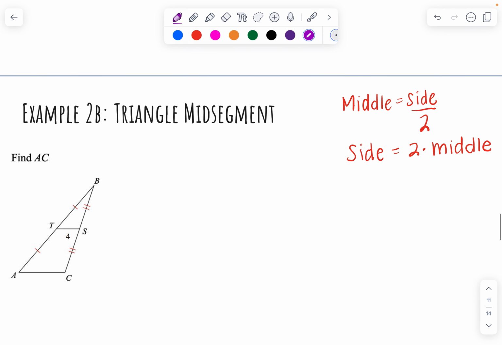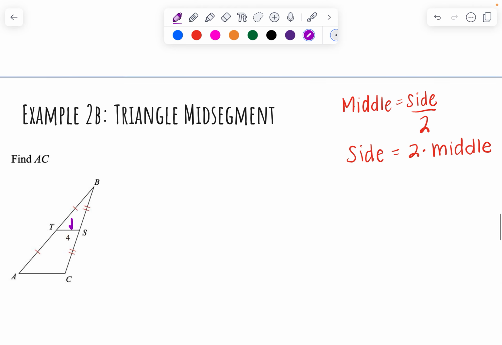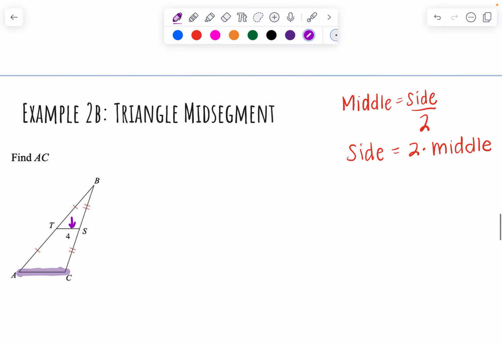Let's look at another one here. They're giving us the middle. They want us to find the side. So I'm looking for the side, which means I'm going to be using side equals 2 times the middle. So AC is 2 times 4, which means AC is 8.